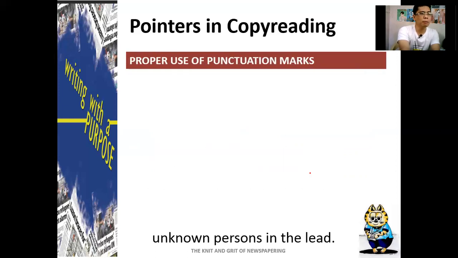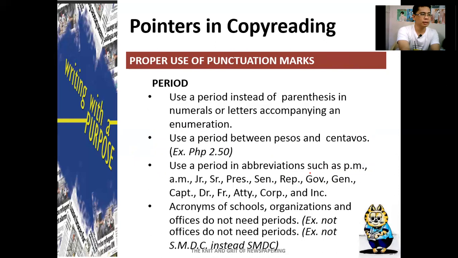Next. So, the proper use of punctuation marks. Gumagamit tayo ng period, use a period instead of parentheses in numerals or letters accompanying an enumeration. Use a period between pesos and centavos, let's say 250 pesos, just like our example here. We use a period in abbreviations. Acronyms of schools, organization, office do not need periods. Let's say URS, hindi na tayo naglalagay ng U, period, R, period, S, period. So, just URS without the period.